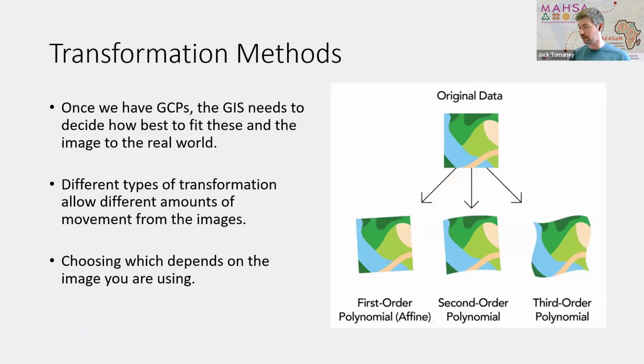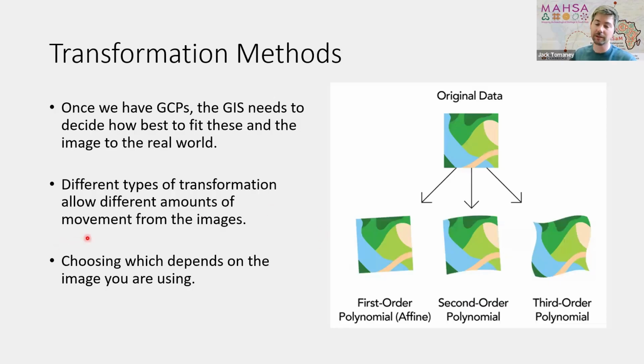So once we've chosen all our well-spaced GCPs, we need to tell the GIS how we want the image to be transformed using these GCPs. And we do this by selecting which transformation method we want the GIS to use. So different transformation types allow different amounts of movement in the image. Some transformations can make only relatively small adjustments. For example, here, the first order polynomial transformation. This allows the image to shift, rotate, or change size and stretch slightly to better fit the GCPs.